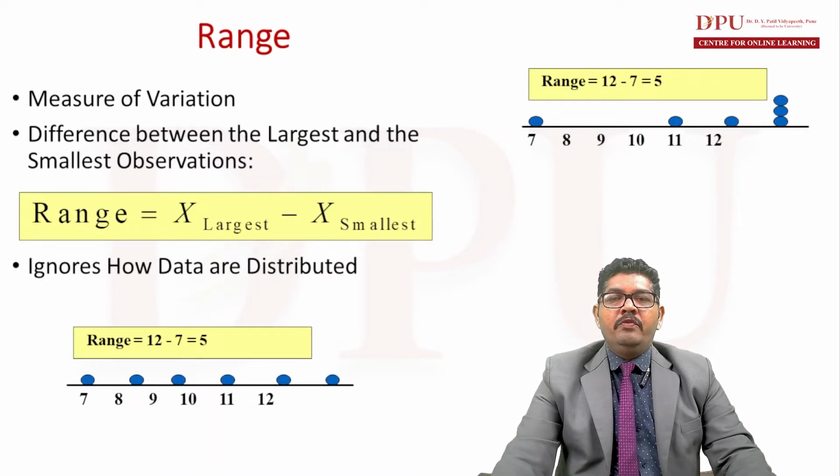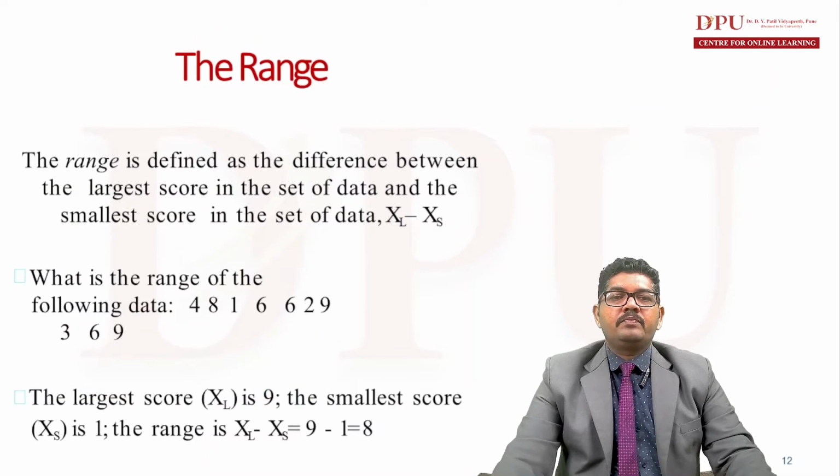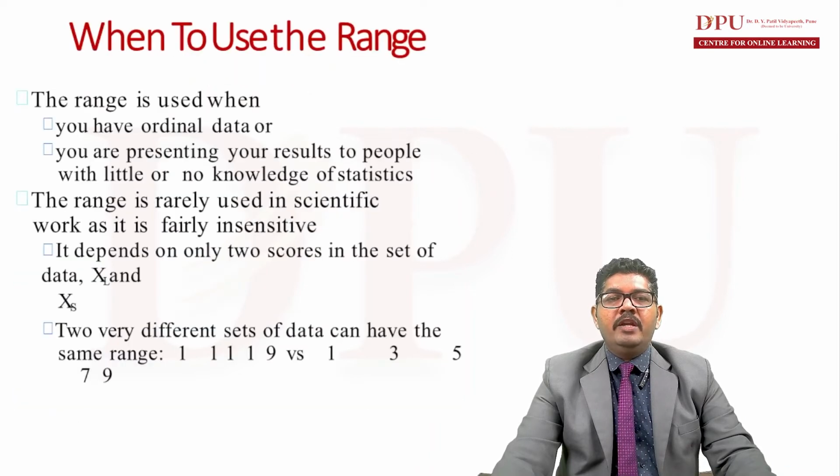The range is defined as the difference between the largest value and the smallest value. So we have an example here. What is the range of the following data? 4, 8, 1, 6, 6, 2, 9, 3, 6, 9. These are the values. The largest value among these is 9, and the smallest value is 1. So 9 minus 1, which is equal to 8, is the value of the range.